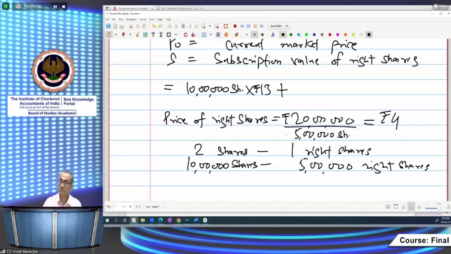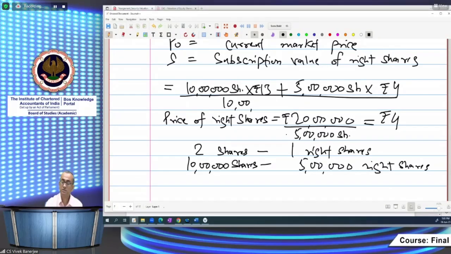So the subscription value will be either 20 lakh, or it can be written as 5 lakh right shares multiplied by rupees 4, divided by N plus N1, that is the total number of shares: existing shares 10 lakh and right shares 5 lakh. We have just calculated it.